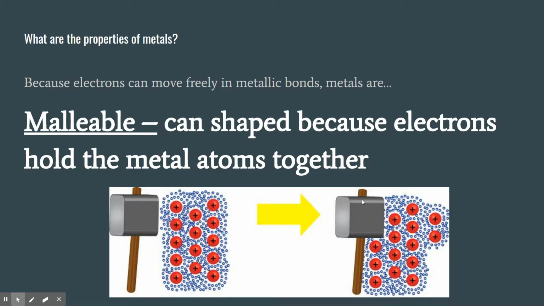Imagine if I hit a block of metal with a hammer. What ends up happening is I just change the shape of the sea of delocalized electrons, but it's all kind of still staying together. For this, I kind of imagine Play-Doh, right? If you take Play-Doh and you hit it, it changes its shape, but it still stays together. Now, I can hit metals enough to cause them to break, and that would be deforming it beyond its limits. But metals are extremely malleable.